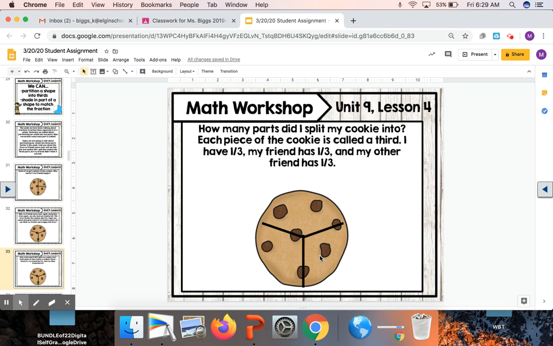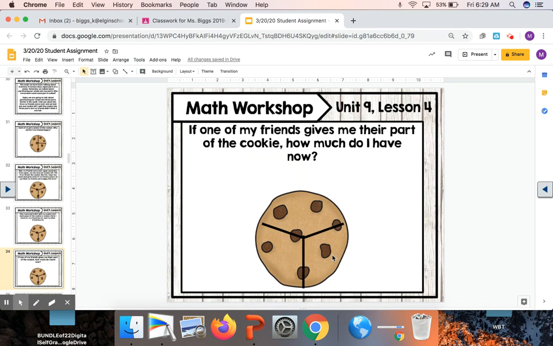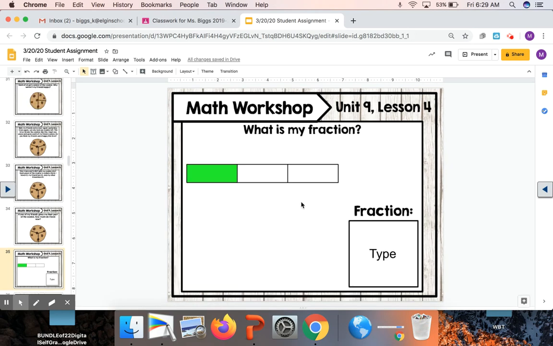Each piece of the cookie is a third. I have 1/3, my friend has 1/3, and my other friend has 1/3. If one of my friends gives me their part of the cookie, how much do I have now? So I would have my 1/3 plus my friend's 1/3. I would have 2/3 of the cookie.